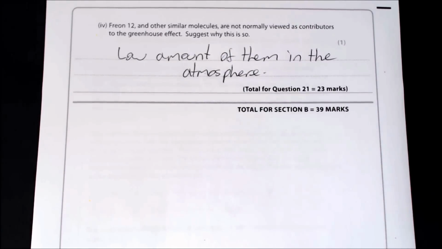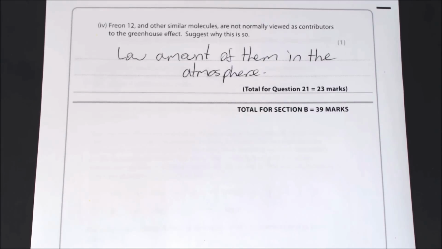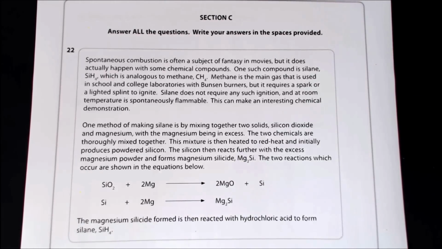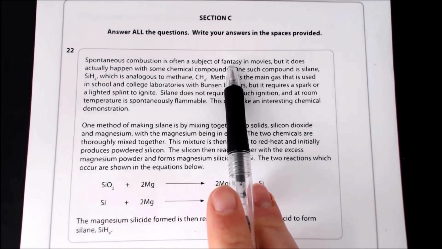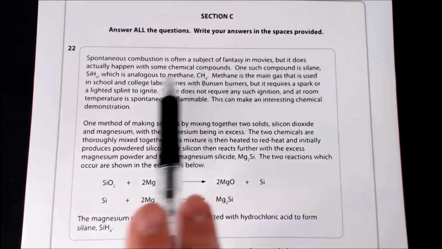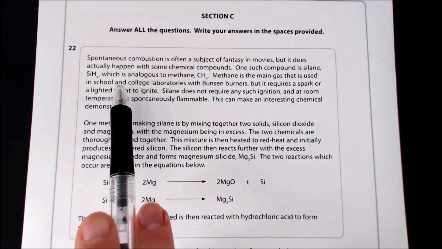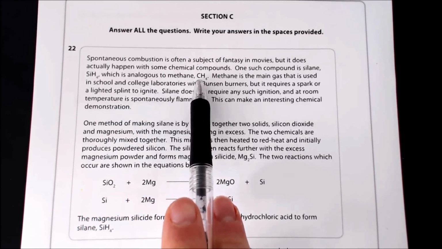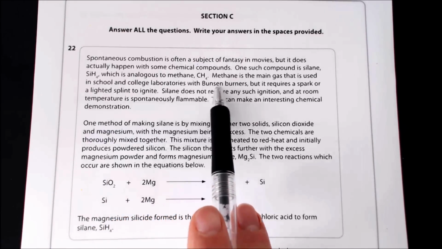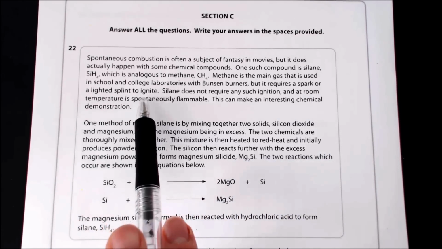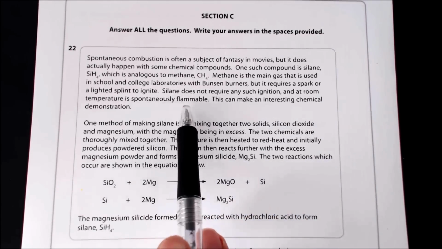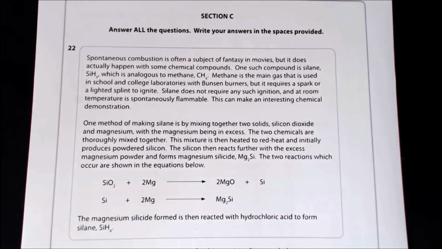And this also ends section B, and we go on to the last section, which is section C. So this is the last section in the paper, and it says spontaneous combustion is often a subject of fantasy in movies, but does actually happen with some chemical compounds. One such compound is silane, SiH4, which is analogous to methane, CH4. Methane is the main gas that is used in school and college laboratories with Bunsen burners, but it requires a spark or lighted splint to ignite. Silane does not require any such ignition, and at room temperature is spontaneously flammable. This can make an interesting chemical demonstration.